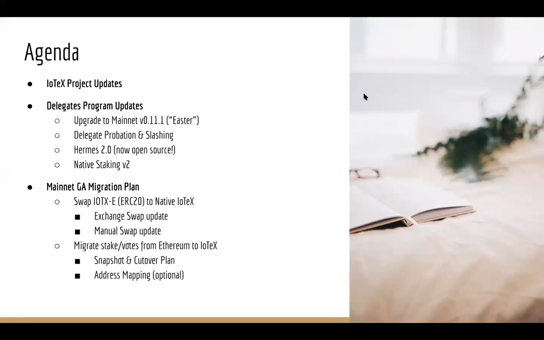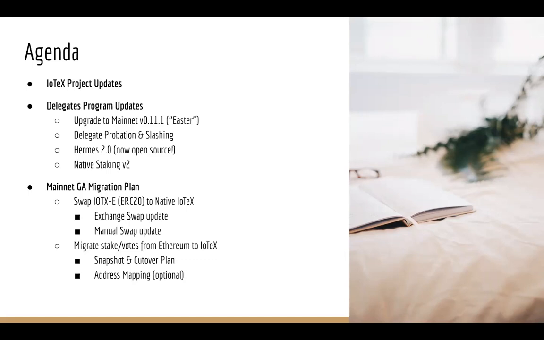Today, the agenda is going to be, we're going to share some project updates. We're also going to provide some updates on the Delegates program. We've just launched a new code release called Easter. We're going to review some Delegate program and slashing policies. We're going to share some things about Hermes, which is now open sourced and better than ever, and also some more things about native staking version 2, which is a new staking mechanism that we've designed for Mainnet GA.